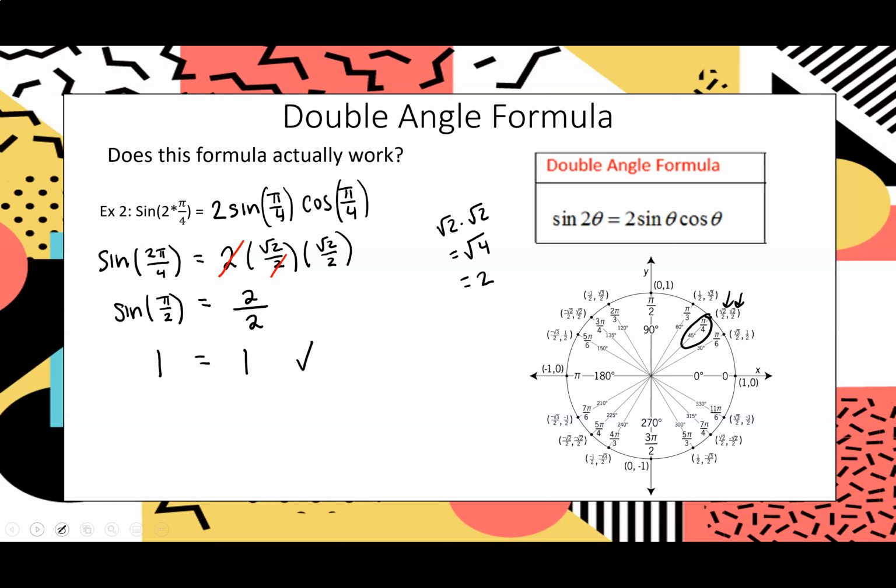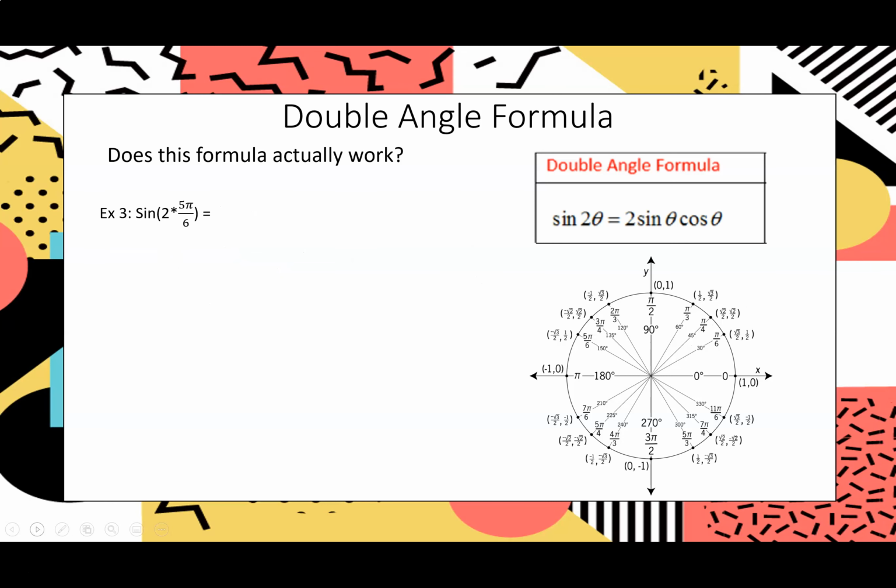All right, let's move on to the next problem. I'd encourage you to stop this video and try to do this one on your own, and then fast forward to where I've got the answer and make sure that yours matches mine. So presumably you have done this problem on your own, and your answer should look like the following. We've got sine, this ends up being 10 pi over 6, and then that becomes sine of 5 pi over 3, because I've divided both by 2. And then I do sine of 5 pi over 3, and I get a negative root 3 over 2.